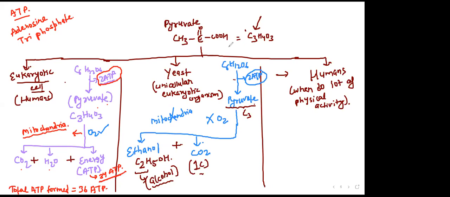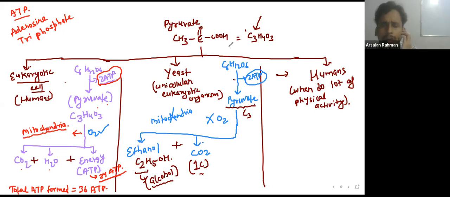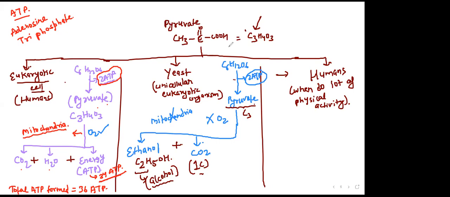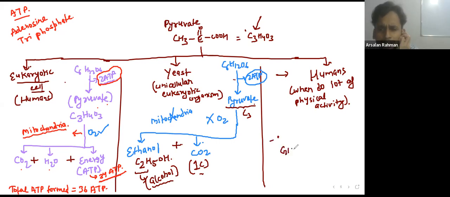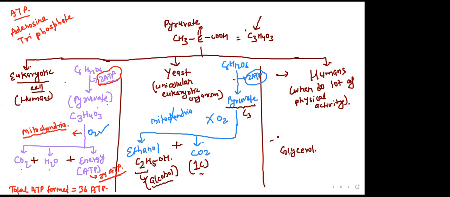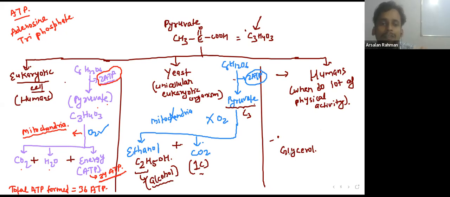Like ethanol, C2H5OH, what's below that? Glycerol. Glycerol is also a type of alcohol, but we don't drink that alcohol. Which type of alcohol do we drink? We drink 2-carbon alcohol. Glycerol is also an alcohol which cannot be consumed by humans.